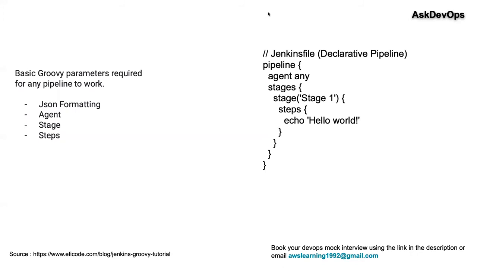And the fourth one, a step. Minimum one step has to be present. If you mention the stage, you cannot have a stage that doesn't do anything, correct? Hence, you also have to have a step. So JSON formatting, agents, stage, and steps are all required in my Groovy script. These are the minimal requirements for it to function and not to fail. This is how you can answer this interview question.